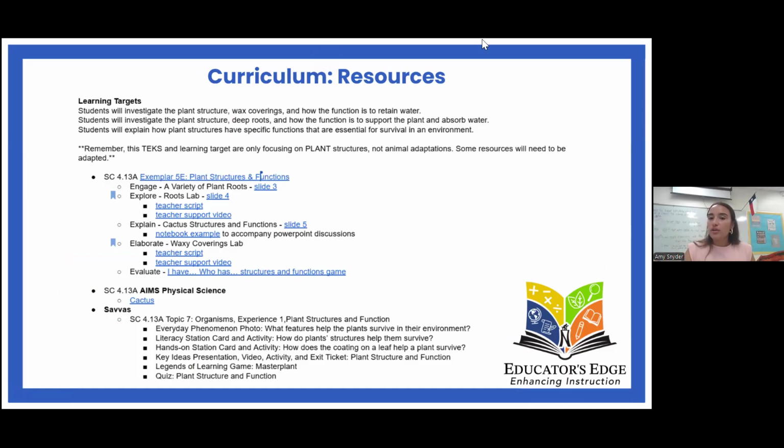And so within your curriculum resources in Big Idea 2 for plants, you're going to see the learning targets. And then you'll see here is the exemplar 5E. And so if you click that, it'll take you to a PowerPoint that's going to have all of the resources within that PowerPoint. So you'll have your engage, you'll have your roots lab with the script and the video, and you'll have those PowerPoint presentations for the cacti structures and functions.